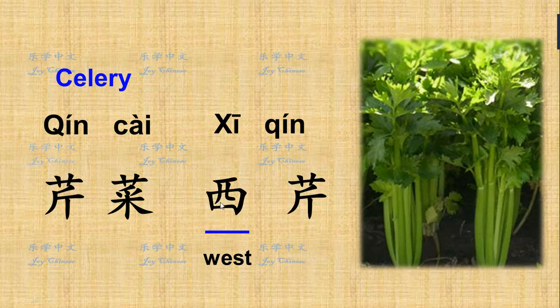The next one, we call it also 西芹. We learned that 西 means the direction, west. So actually it's a vegetable imported from Western country. In China they don't have. So most of the vegetable food we got from the other country, sometimes they put 西 in there showing it's imported. 西芹.